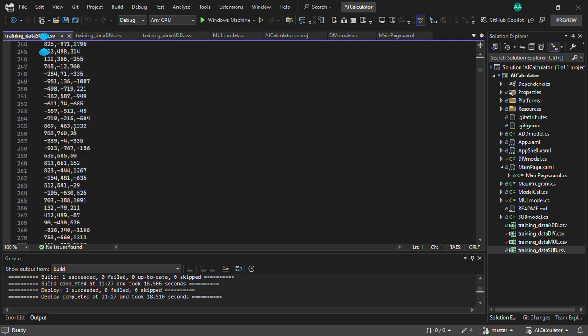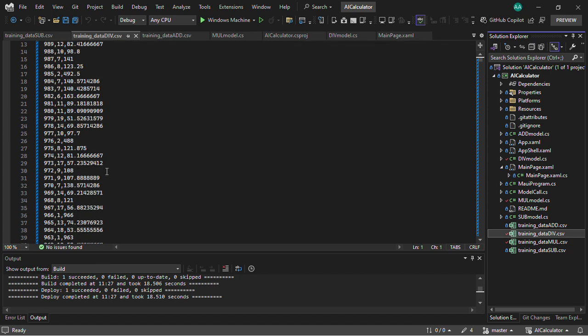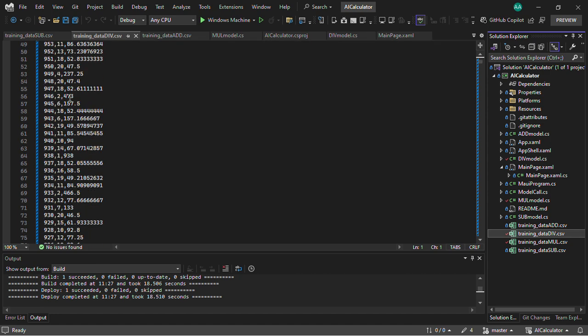You can see that's what I used to train the data. I just generated random numbers using the Excel RANDBETWEEN function. And for division, there's something about this division that is not making it get some results accurately. What I just did was generate numbers from 1000 all the way down to 1, and then I randomized numbers between 1 and 20.